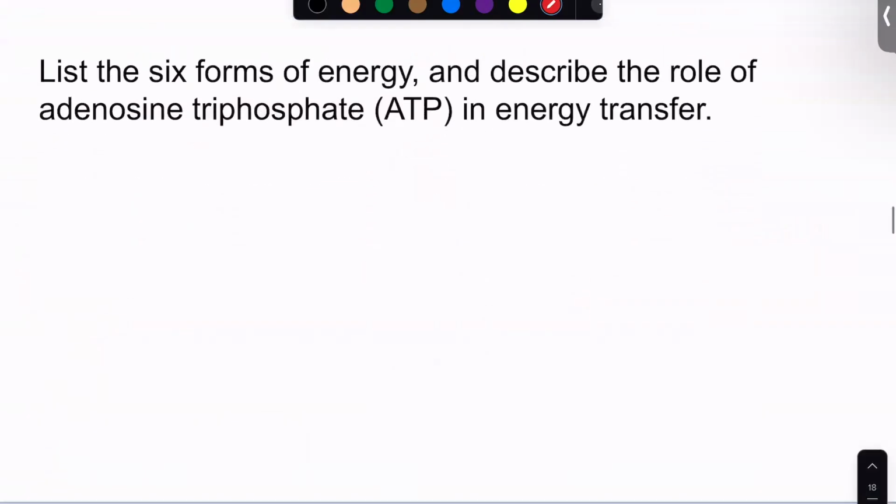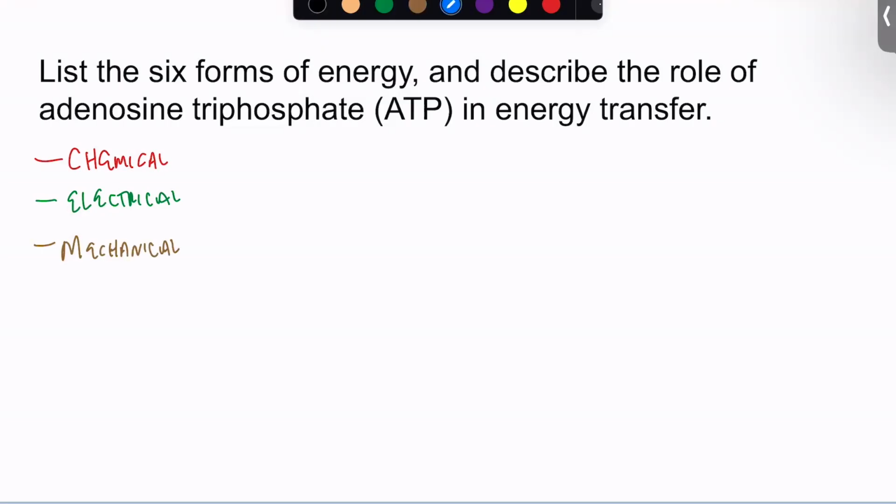Okay. So, list the 6 forms of energy and describe the role of adenosine triphosphate, which is ATP, in energy transfer. All right, so the 6 forms of energy are going to be chemical, electrical, mechanical, thermal, radiant, and then last but not least, nuclear.